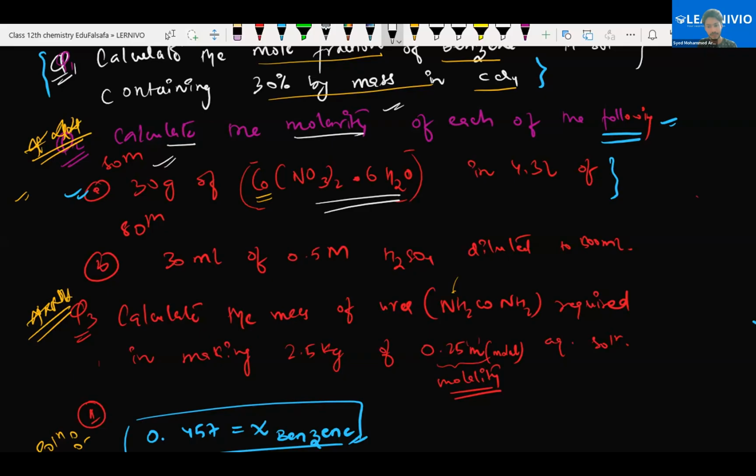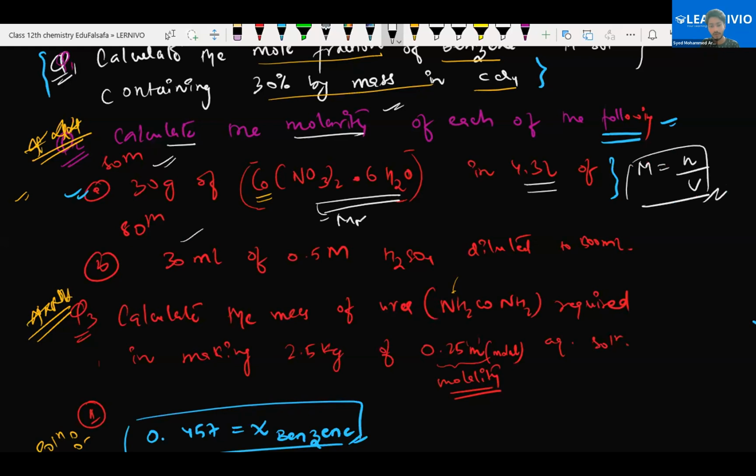So 30 gram of this is given to me, and the volume of the solution is given to me. So it's very simple for me. Why? Because for the molarity, what is the formula of molarity? Molarity is the moles divided by the volume of solution in liter, right? As simple as that. So what I need to do is I need to find the moles. For the moles, I need to just find the molar mass of this.